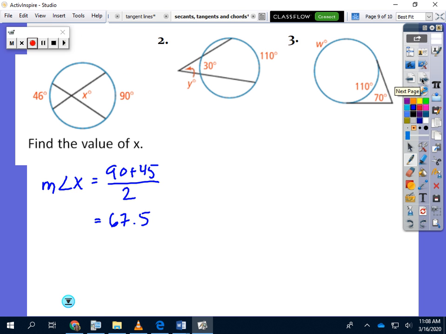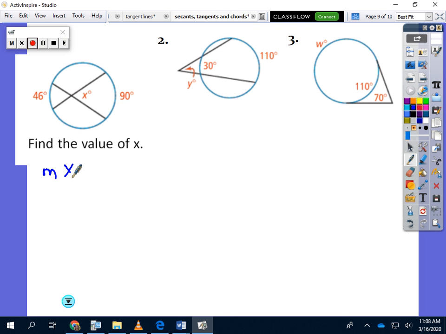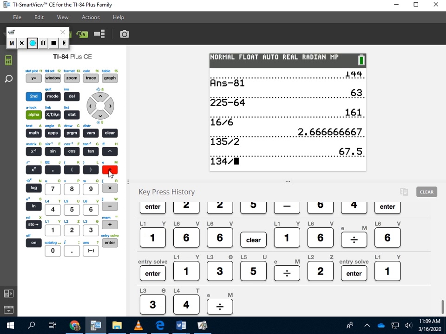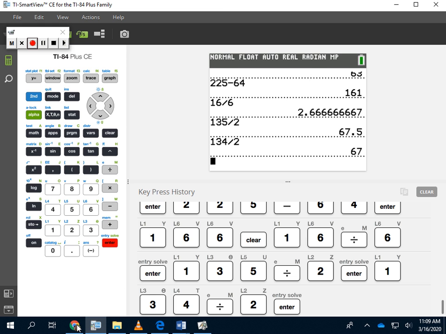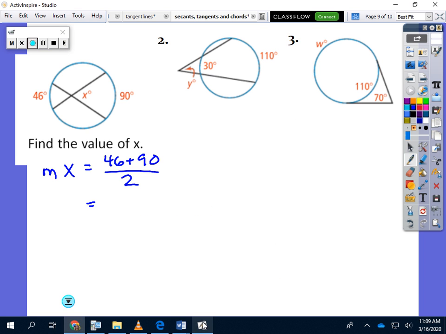We've got this example right here. So I've got these two arcs. Okay, let's just start this one all over. The measure of X is going to be 46 plus 90 divided by 2. Well, 46 plus 90 is 134. 134 divided by 2 is going to be 67. So that angle is 67 degrees. Okay, so that's how it works if you've got two chords.